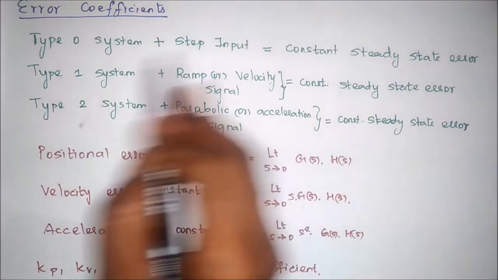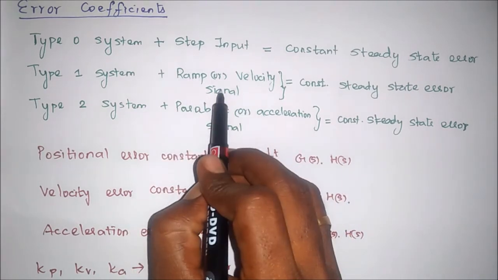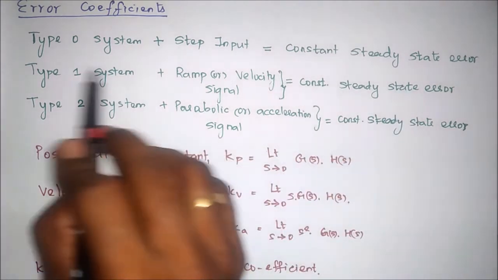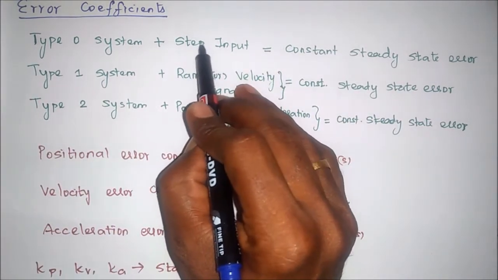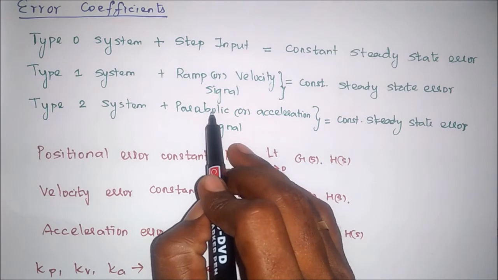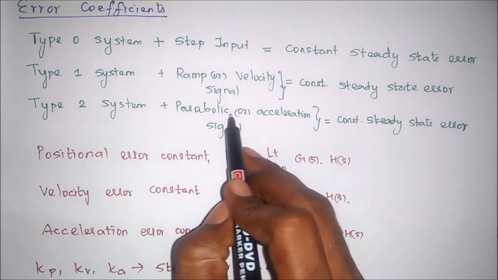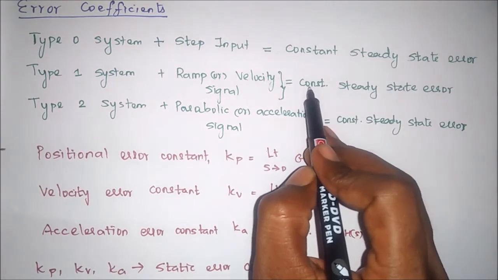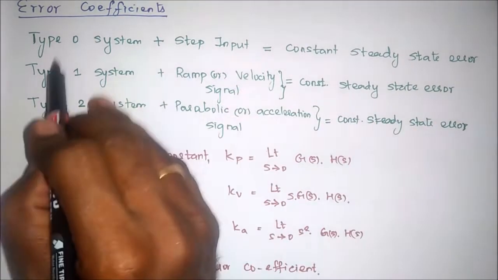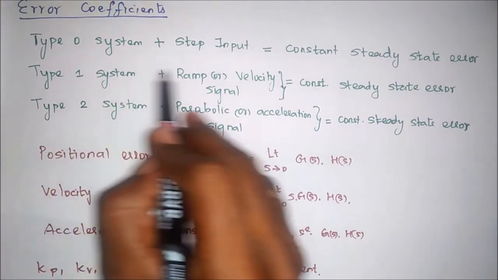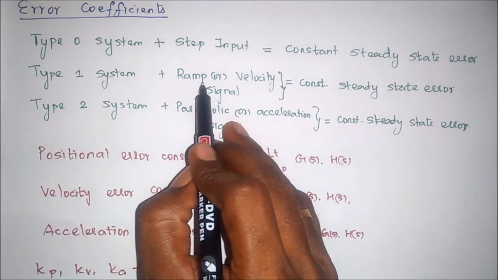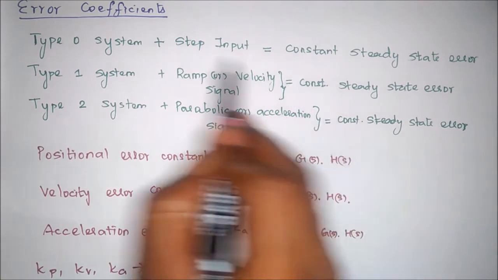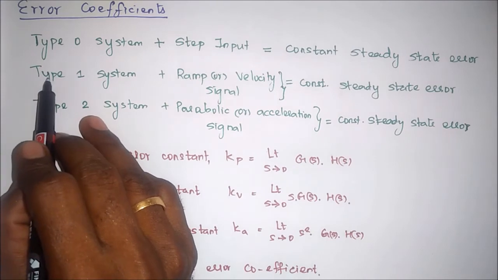Similarly, for a type 1 system, if the input is a ramp or velocity signal, you will get the constant steady state error. Suppose for the type 1 system we give step input or parabolic input, it will definitely give 0 or infinity, but it will not give a constant value. When we get the constant steady state error for a particular type of system by using any one standard input, that constant steady state error is the corresponding error coefficient for this particular type of system.